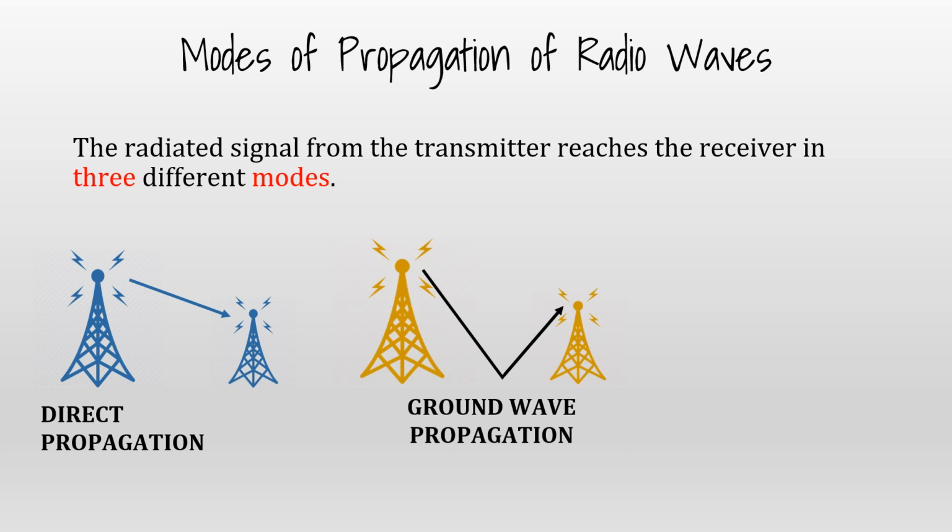And the second mode of propagation is ground wave propagation. In ground wave propagation, when the distance between transmitter and receiver is increased, due to the curvature or spherical nature of the earth, we are not able to get the LOS between transmitter and receiver, and in such cases we will be relying on ground wave propagation.